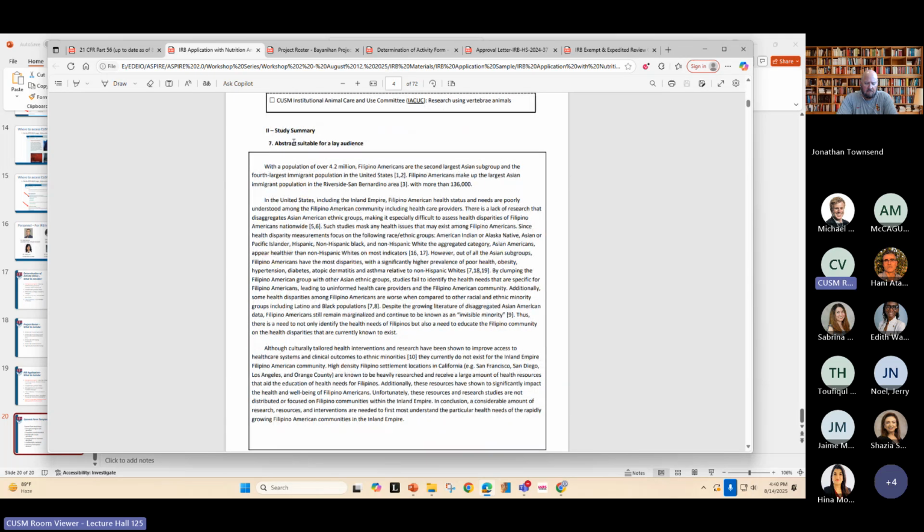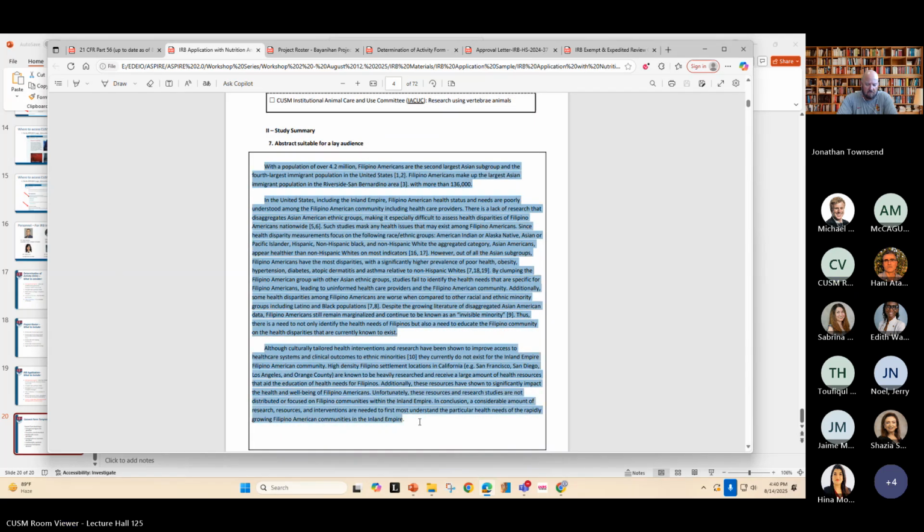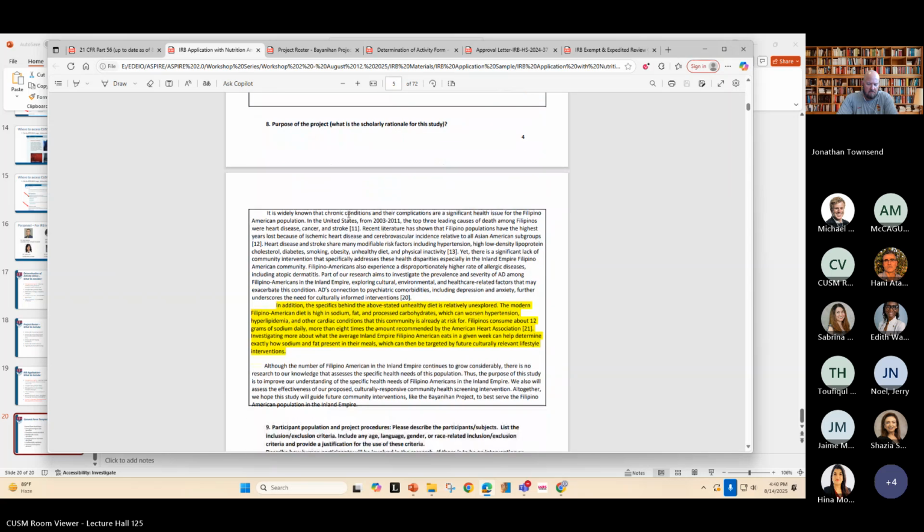Here, study summary, abstract suitable for a lay audience. This is cut and paste directly from our proposal. Number 8, purpose of the project. What is our purpose? This is cut directly from our proposal. Do you see the pattern here? You're going to create your proposal, and once it's signed off by your PI, you should be able to cut and paste it and insert it right into the application. So you're not doing double work. The application is just an application. The work is front-loaded by your proposal.